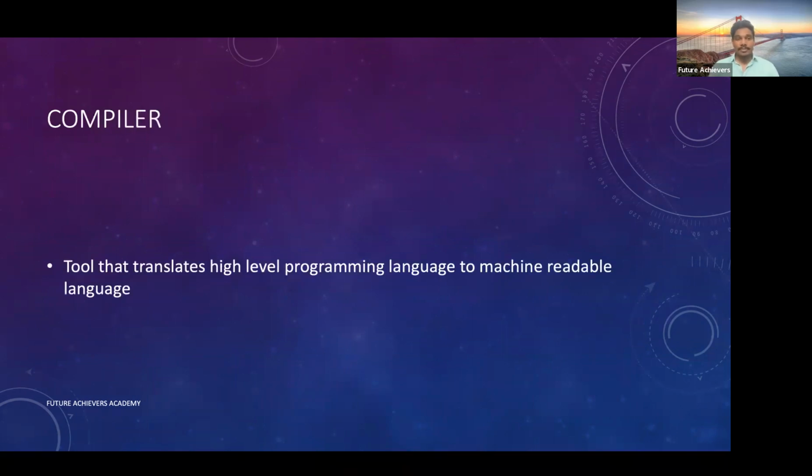Compiler. What is a compiler? A compiler is a translator that computers use to convert the high-level programming language that we have written to a machine-readable language. Machine in the sense of computer-readable language. A computer just understands binary language. So it converts the high-level programming languages into ones and zeros.